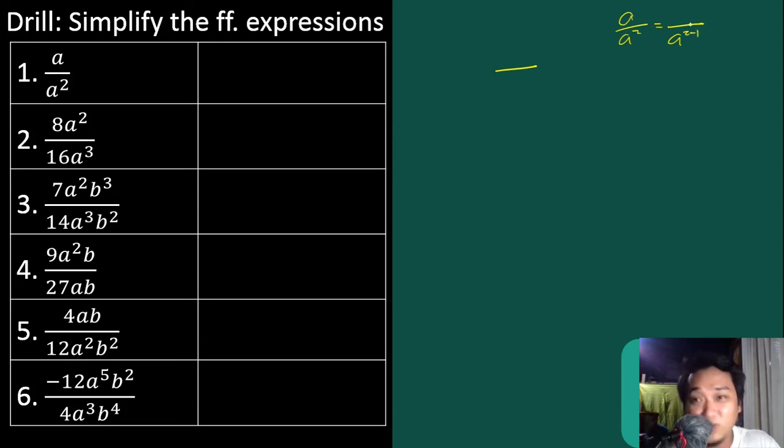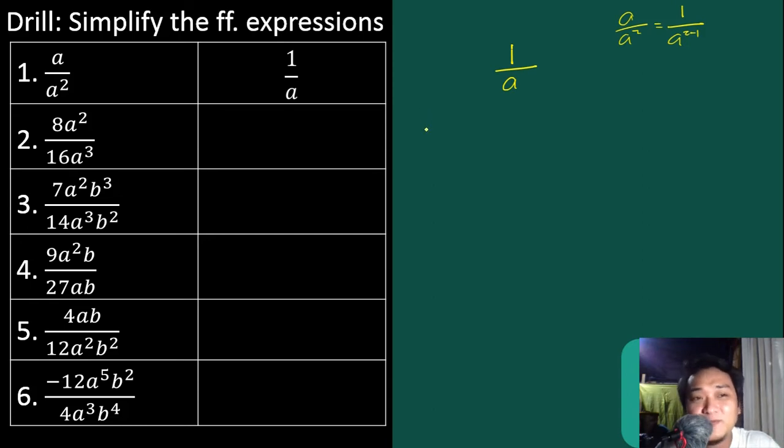2 minus 1. Ano yung susulat natin sa taas? 1 na lang. Okay? Kasi parang nag-divide lang din tayo niyan by A and A. So, the final answer is A raised to 1. No need to write 1. Susulat natin sa taas is 1. How about, tingnan natin kung tama yung sagot natin. 1 over A. Okay, so 1 over A.